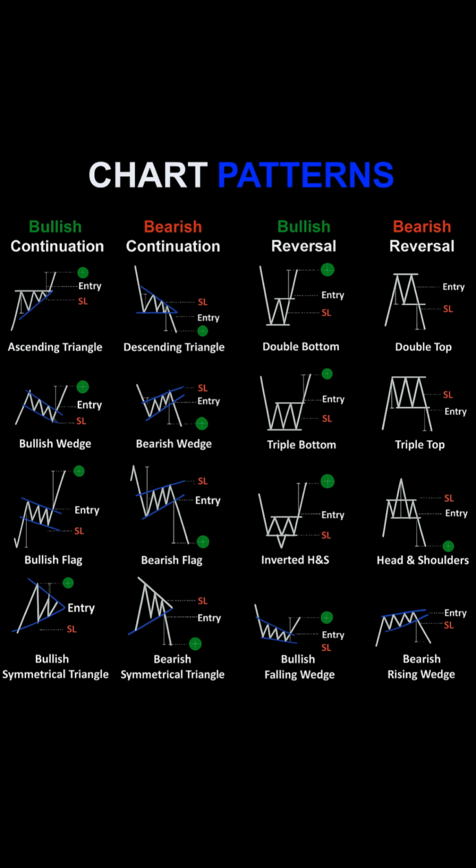Finally, we have bearish reversals, indicating a top is forming and an uptrend is about to fail. The double top and triple top show buyers failing repeatedly at a high resistance level. A breakdown below the neckline signals a strong potential downtrend.